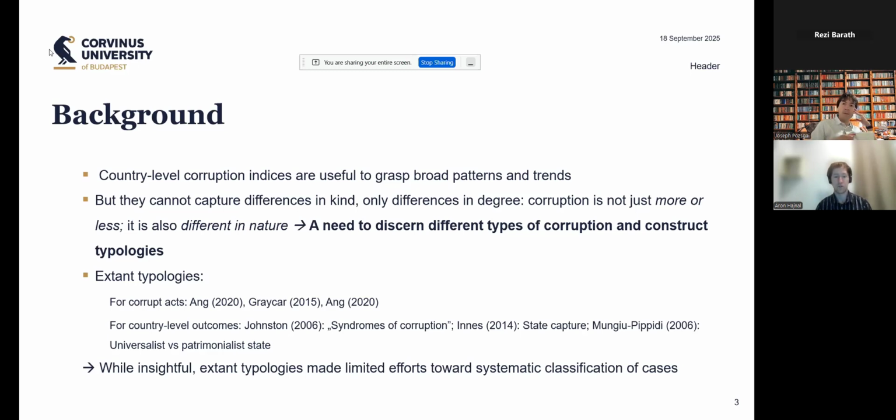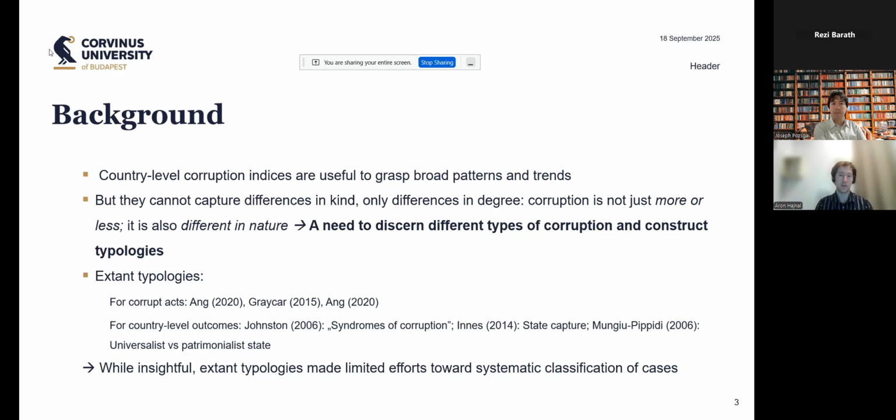There are also country-level corruption typologies. Perhaps the most influential among these is Johnston's Syndromes of Corruption book, in which he discerns four what he calls syndromes of corruption, which are similar to our outcome. I will come back to this point. Then there is Innes's state capture typology and Mungiu-Pippidi's typology, in which she discerns universalist states, patrimonialist states, and a type between the two. We built on this work to a large extent, but these typologies were more theoretical in the sense that they described ideal types, but in most of them there was no systematic effort to assign countries based on actual data to the types of the typology. They were mostly theoretical in nature, and they involved illustrative examples, but there was no systematic classification effort in these studies.